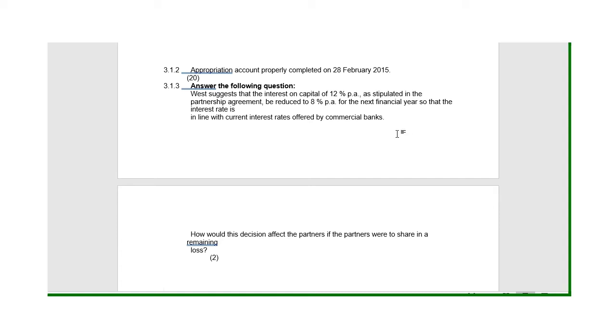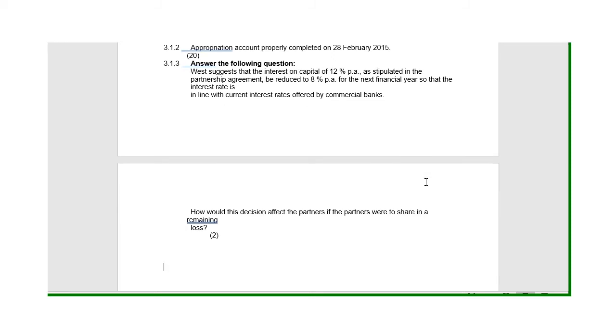Good morning. Today we're going to look at the partnership accounts, those general ledger accounts unique to partnerships. We're looking at this question and specifically 3.1.2, the appropriation account. But we're going to expand it a bit and not only do the appropriation, we're going to use this information and do all the different accounts that are unique to partnerships.